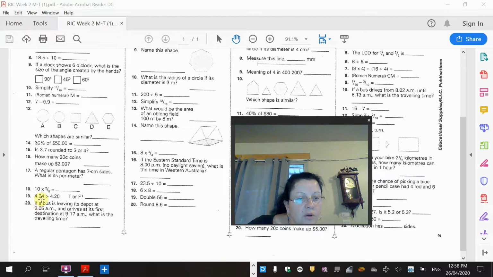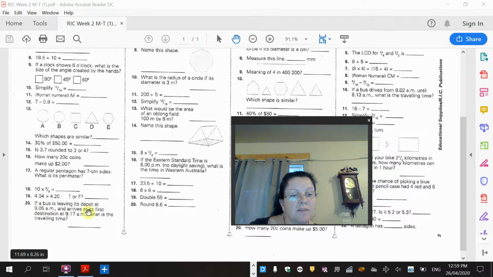Then here we have 4.04 is greater than, remember the alligator's mouth faces the side that's greater, is greater than 4.2. Now, this is where we apply what we were talking about before. This 0 here, to make this greater, we go all the way up to 10. So 4.1 is bigger than 4.0. 4.2 is bigger than 4.1. So in this column we have 0, but in this column we have 2. So is 4.04 greater than 4.2? No, it's not. So that is false.